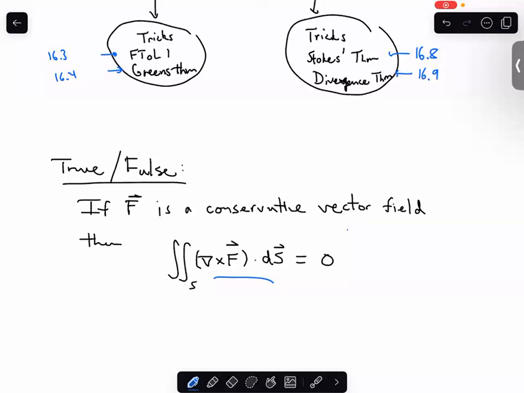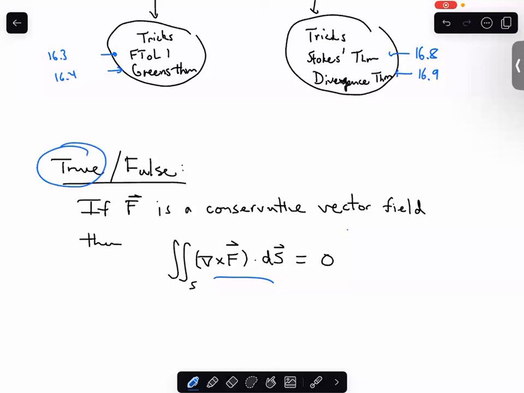And then we're asked, well, what if you try to apply Stokes' theorem to not just any old vector field, but to a conservative vector field? How do these things intermingle with one another? The hypothesis is, well, maybe this is zero. So my claim is that this is a true statement, that this is in fact equal to zero.